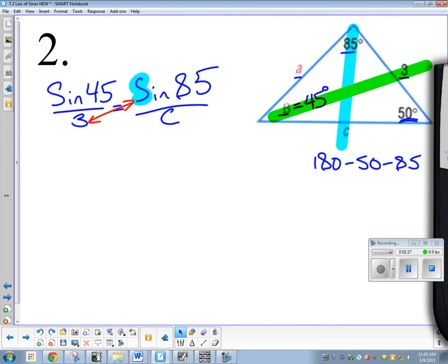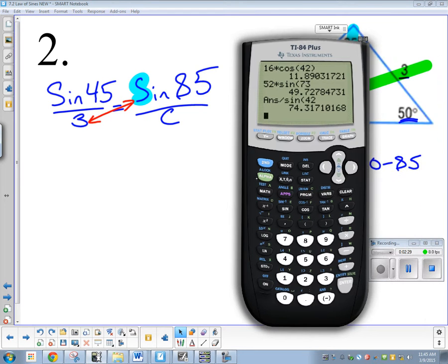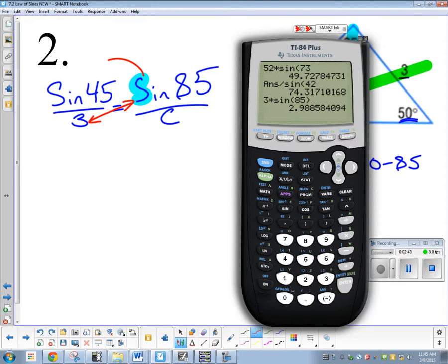So in my calculator, I'll always talk about it this way because it's easy. 3 times sine of 85. Multiply the 2 things you know across from each other. And then I'm going to divide by the thing I don't know. So I know these 2. I'm going to divide by that sine of 45 once I get those 2 things together.